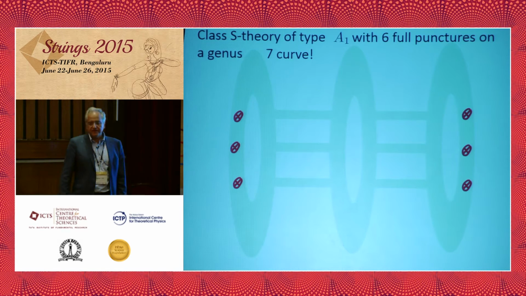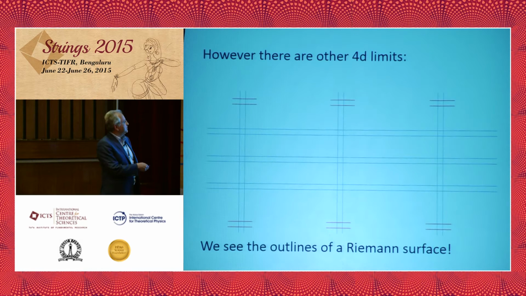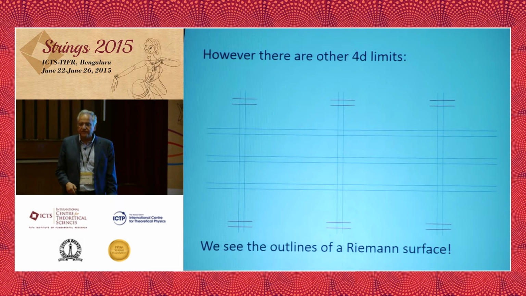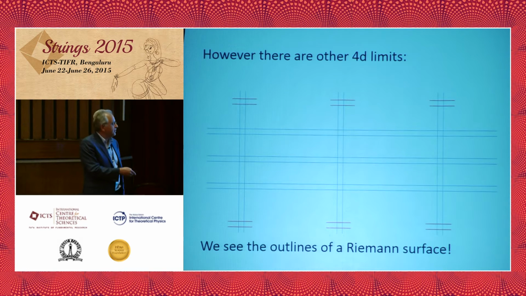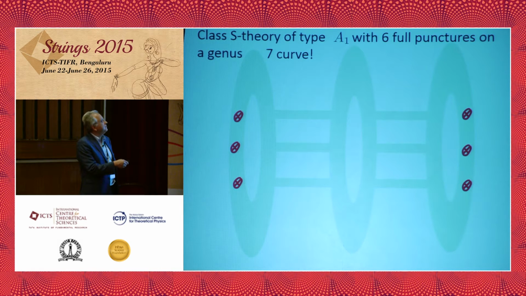So we'll have a picture like this. So in fact, class S theory of the A1 type. A1 type is because we had two lines. And of course, I could have a different one. For example, I could have brought three lines together. I would have had the class S theory of A2 type. Here I'm just illustrating one particular version of them. So in this case, you just get class S theory of A1 type with 6 full punctures on a genus 7 curve.